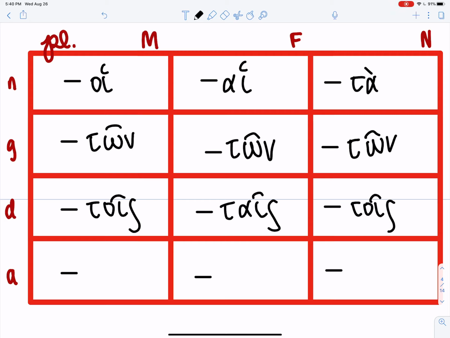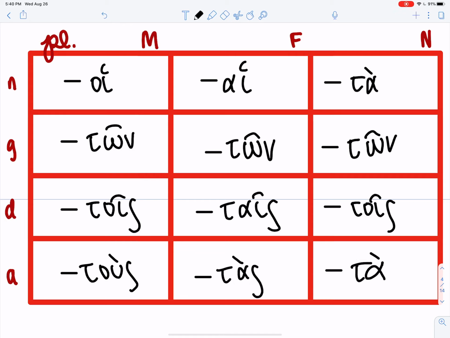And in the accusative, tous, tas, and ta. So really, there are a lot of similarities here. And what I like about that is that if you know the masculine definite article really well, but you're blanking on one ending in the neuter, chances are you can kind of figure it out because it's likely either going to be the same or really similar.